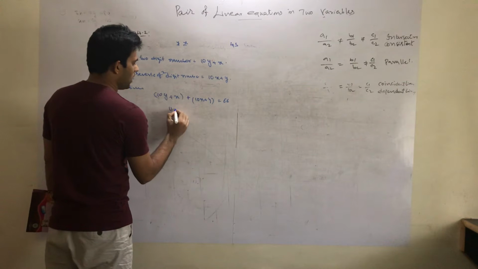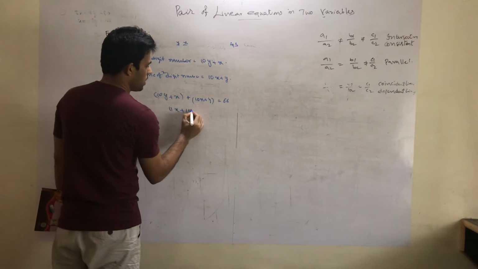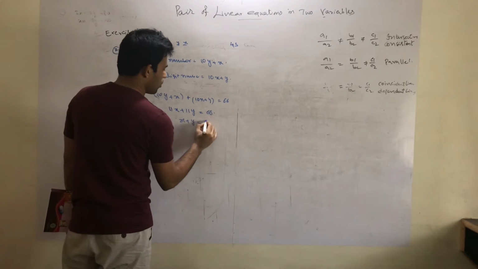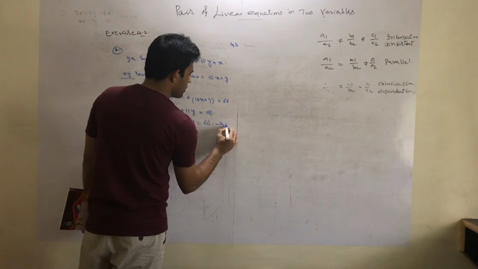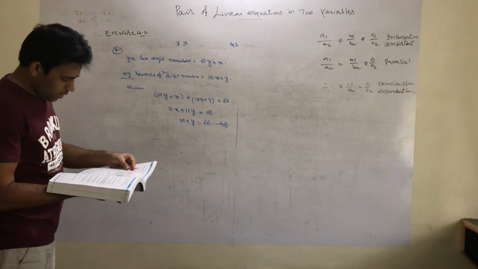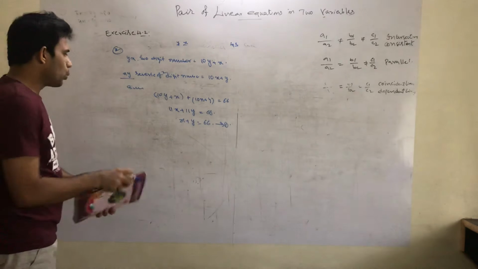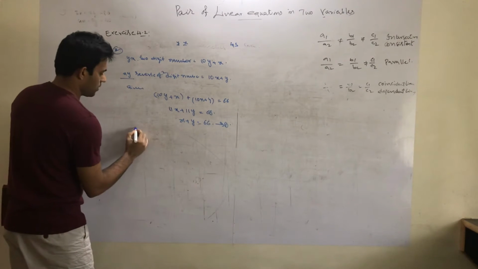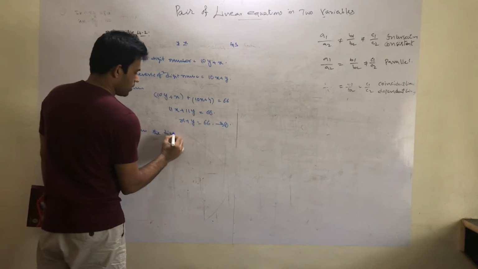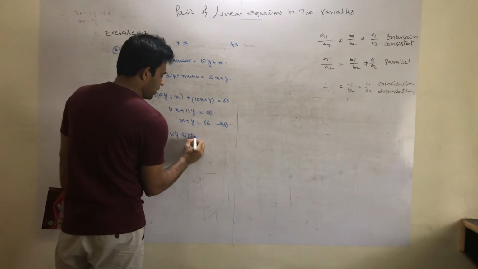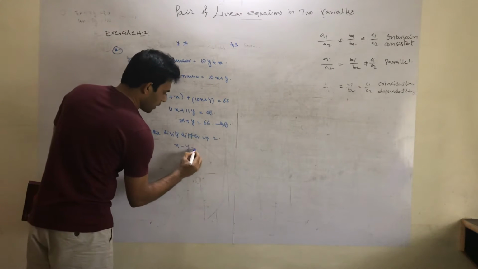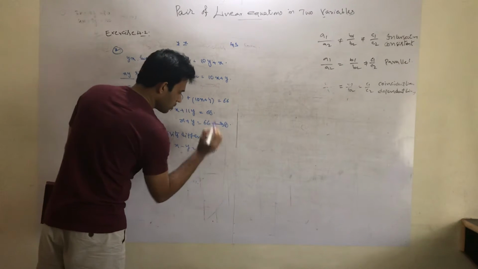So it's 11x plus 11y equal to 66. That becomes x plus y equal to 6. So this is equation number 1. And the other statement given is that the digits of the number differ by 2, that means x minus y equal to 2. So this is equation 2.